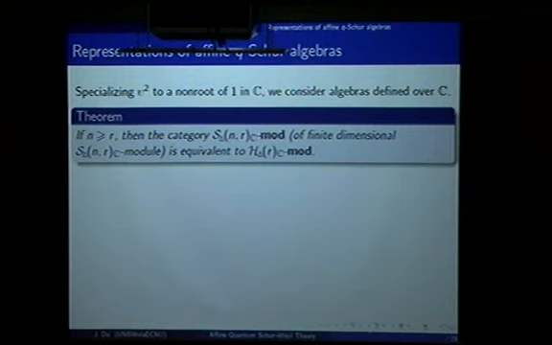Now, finally, in my last slide, I overused how much? Yeah, 1 minute. So now you specialize v squared to a non-root of 1. And then we consider the algebra defined over C. Then we look at the representation theory. Now this part will be more interesting because for the affine Hecke algebra, the irreducibles are classified, etc., and have nice properties. So my first theorem says, when n is greater than or equal to r, the category of affine Schur-Weyl algebra modules is equivalent to the category of affine Hecke algebra modules.